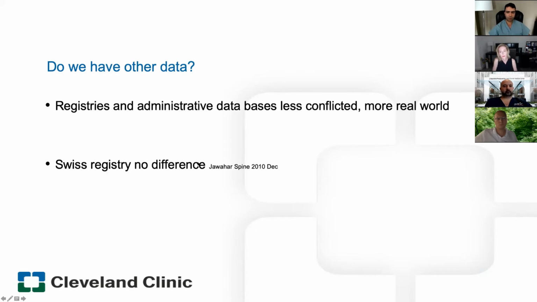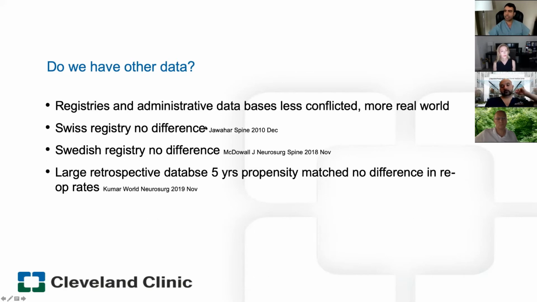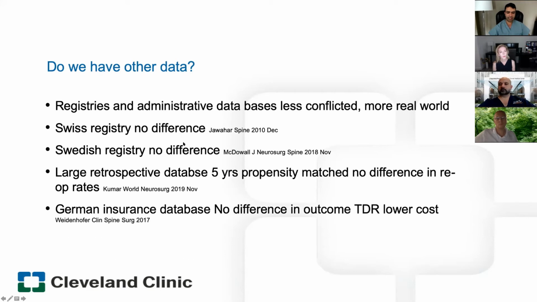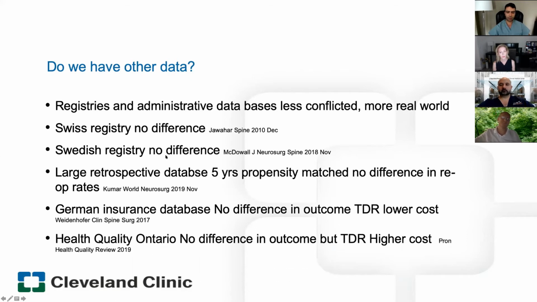So basically, we have other data, like European data, and if you look at some of the other registries, not the United States literature, there's not really that much of a difference. So again, it's kind of all over the place, really. German literature says there's no difference in outcome. It doesn't really show any difference in outcome, with lower costs.